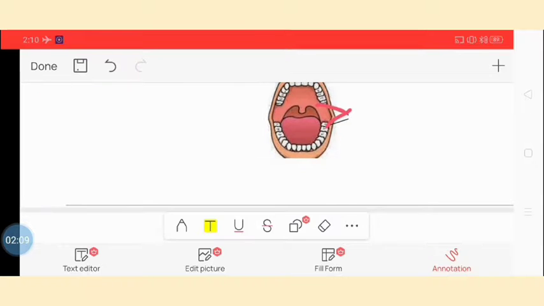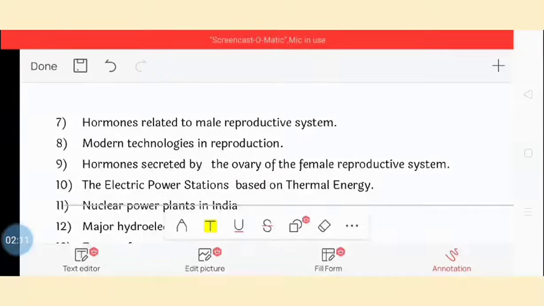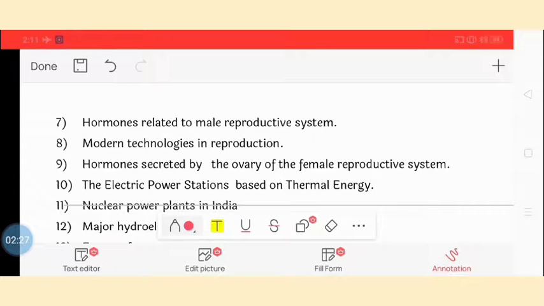Next, the seventh question. Hormones related to male reproductive system. The hormones related to the male reproductive system are FSH, follicle stimulating hormone, LH, luteinizing hormone, and testosterone.